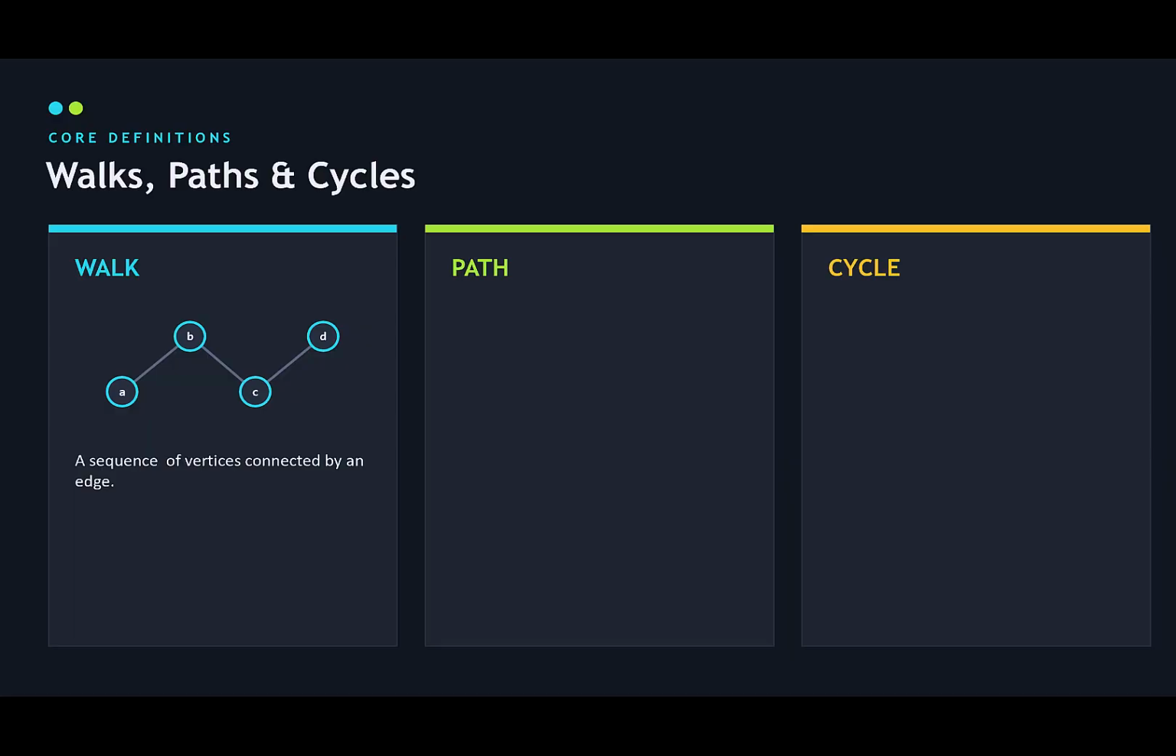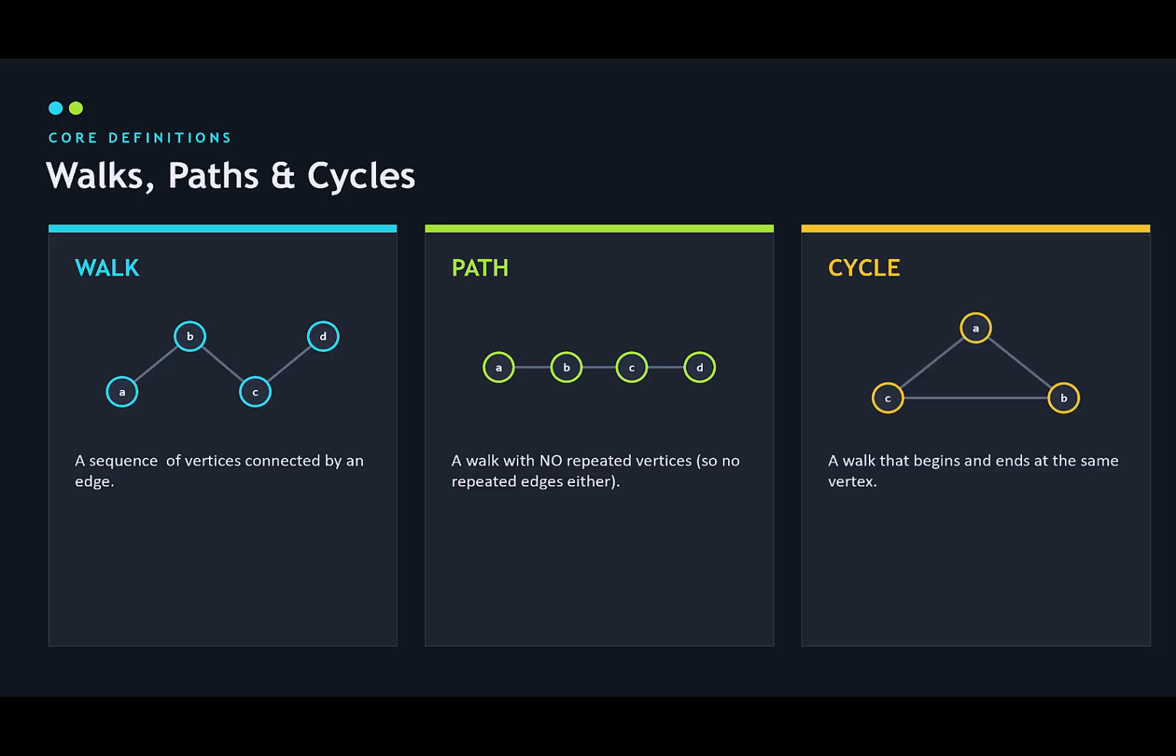A walk is a sequence of vertices that are connected by an edge. A path is a walk with no repeated vertices, which means we also don't have any repeated edges. A cycle is a walk that begins and ends at the same vertex.